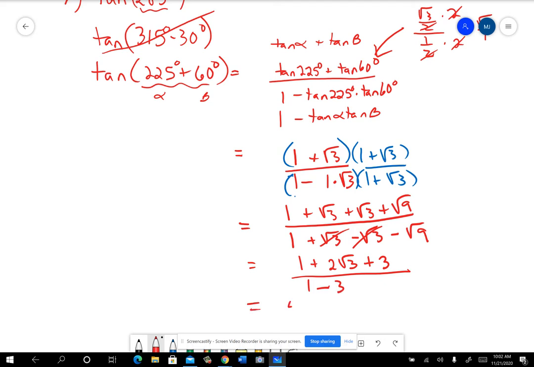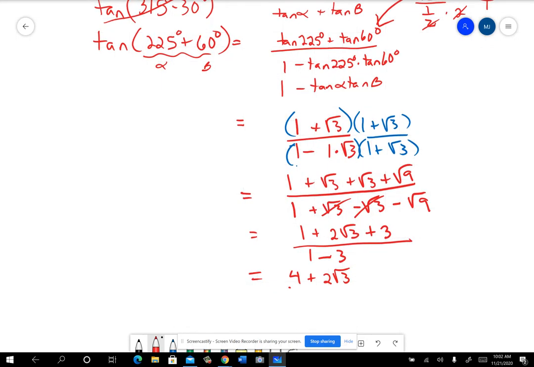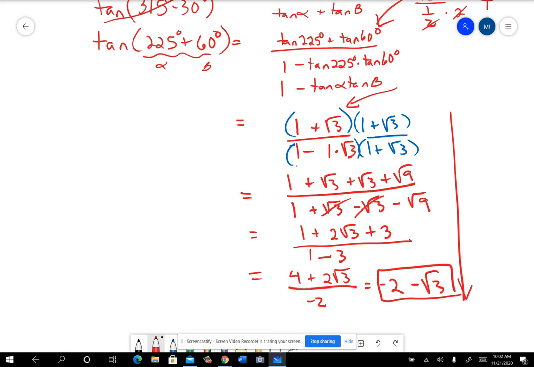So we wind up with 4 plus 2 square root of 3, all divided by negative 2. Then if we divide negative 2 into both terms, we wind up with negative 2 minus the square root of 3. And that would be your final answer. My concern is that you'll do okay on the trig part, getting to right here, and I just wanted to be sure you could finish it. So I'm doing several problems on the sheet to try to help you with that.